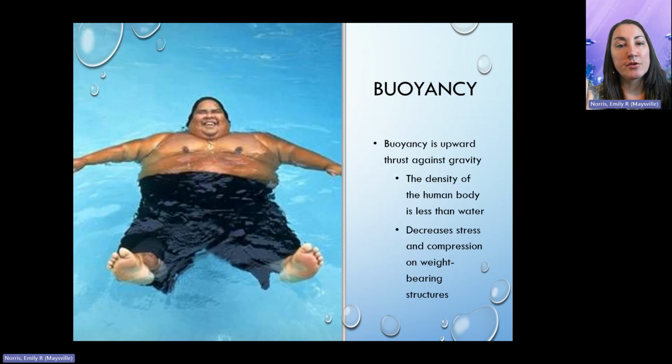Buoyancy, that is the upward thrust of water against gravity. That is why we can float in water. And the density of the human body is less than water, so that's why we can float. Now, fat is less dense, lean muscle and bone are more dense. So the higher bone density somebody has, or the more amount of lean muscle someone has, the more they will sink in the water, and then the more amount of fat tissue their body is composed of, the more they will float in the water.